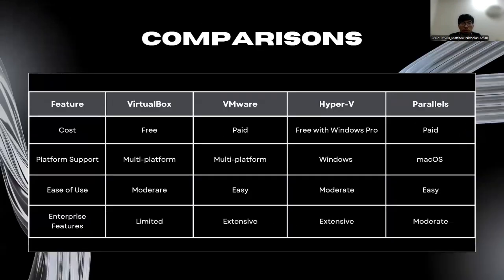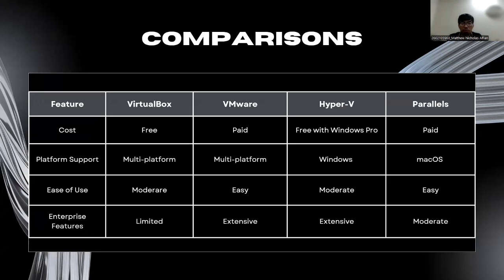Here is a comparison table that we have made for VirtualBox, VMware, Hyper-V, and Parallels with the features of cost, platform support, ease of use, and enterprise features. Starting with cost, VirtualBox is free for anyone. VMware, you need to pay to use it. While Hyper-V is free if you have Windows Pro, or else you need to pay to use it. On platform support, VirtualBox has multi-platform support.